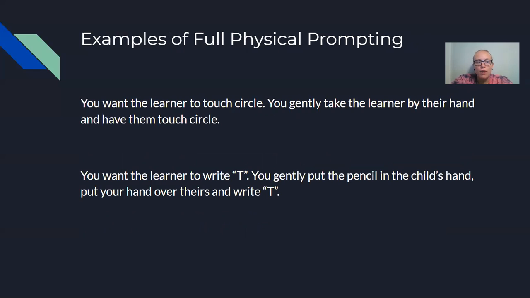Examples of full physical prompting include maybe you want the learner to touch circle. You gently take the learner by their hand and put their hand to the circle, having them touch circle. Another example is you want the learner to write T. You gently put the pencil in the child's hand, put your hand over theirs, and begin to write T. That would be some examples of full physical prompting.